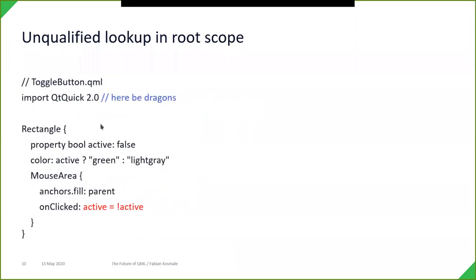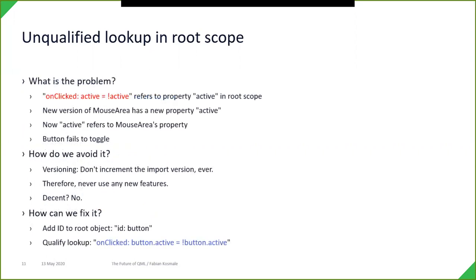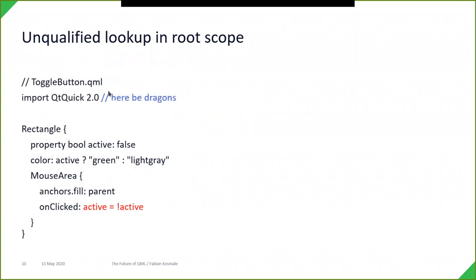But what would happen if we don't use import QtQuick 2.0, but a newer version, and that one has a MouseArea which adds an active property? Well, in that case, suddenly the active wouldn't refer to the one in the root scope anymore, but to that of the MouseArea. And the button doesn't toggle anymore. Currently, we avoid this with versioning. Like you have seen, there's that import number 2.0. You know which properties existed there, and if you keep that version, nothing new will be added.